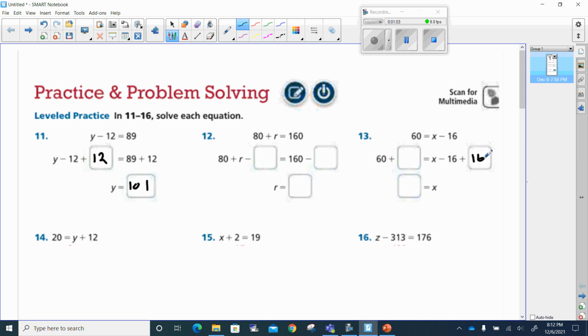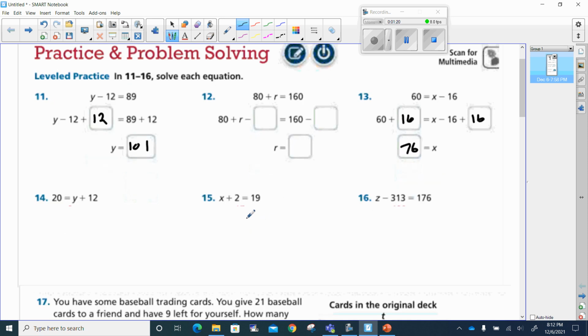Think of it this way. 16 minus 16 is 0. That leaves 0 next to my x. But whatever I add to one side, remember my addition property of equality means I have to add 16 to this side. And 60 and 16 makes 76. So 76 is x.